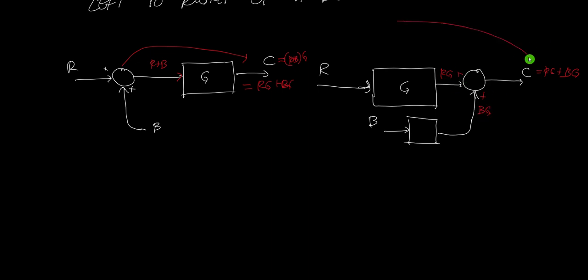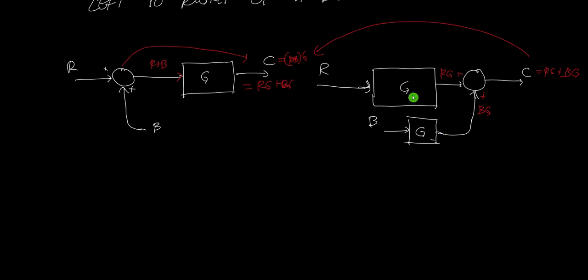And they are, again, the same. So if they are the same, then this is correct. But what should be the transfer function here? How do I make the output equal to B times G? If my input is B, I just multiply it by G. So B times G is the output here. If I add it with RG, then that will be our C.